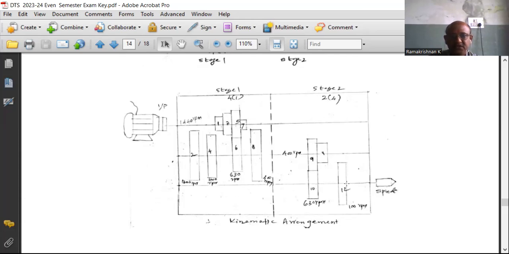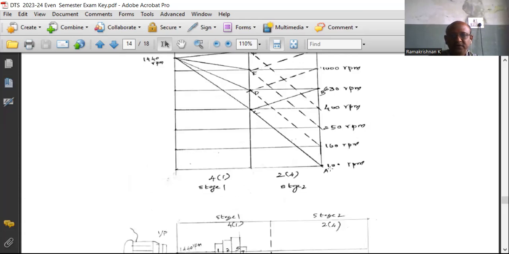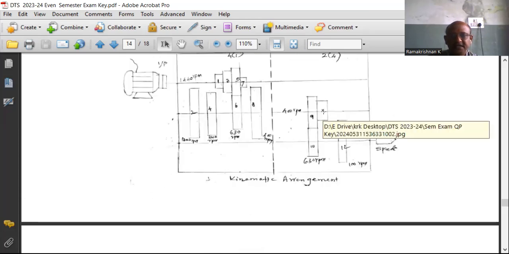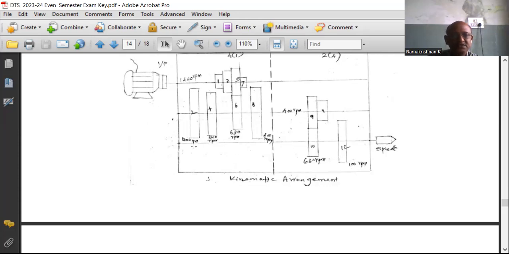So 10 and 12. First you draw the largest gear, then on the right side the smallest gear. So the 8 meshes with the 12. For the output, you have already found A and B are the 2 output speeds, 100 and 630. So in the 8 gear, the smallest gear gives the greatest reduction, 100 and 630. So N10 is 630, N12 is 100, N2 is 1600 RPM, N8 is 400 RPM.